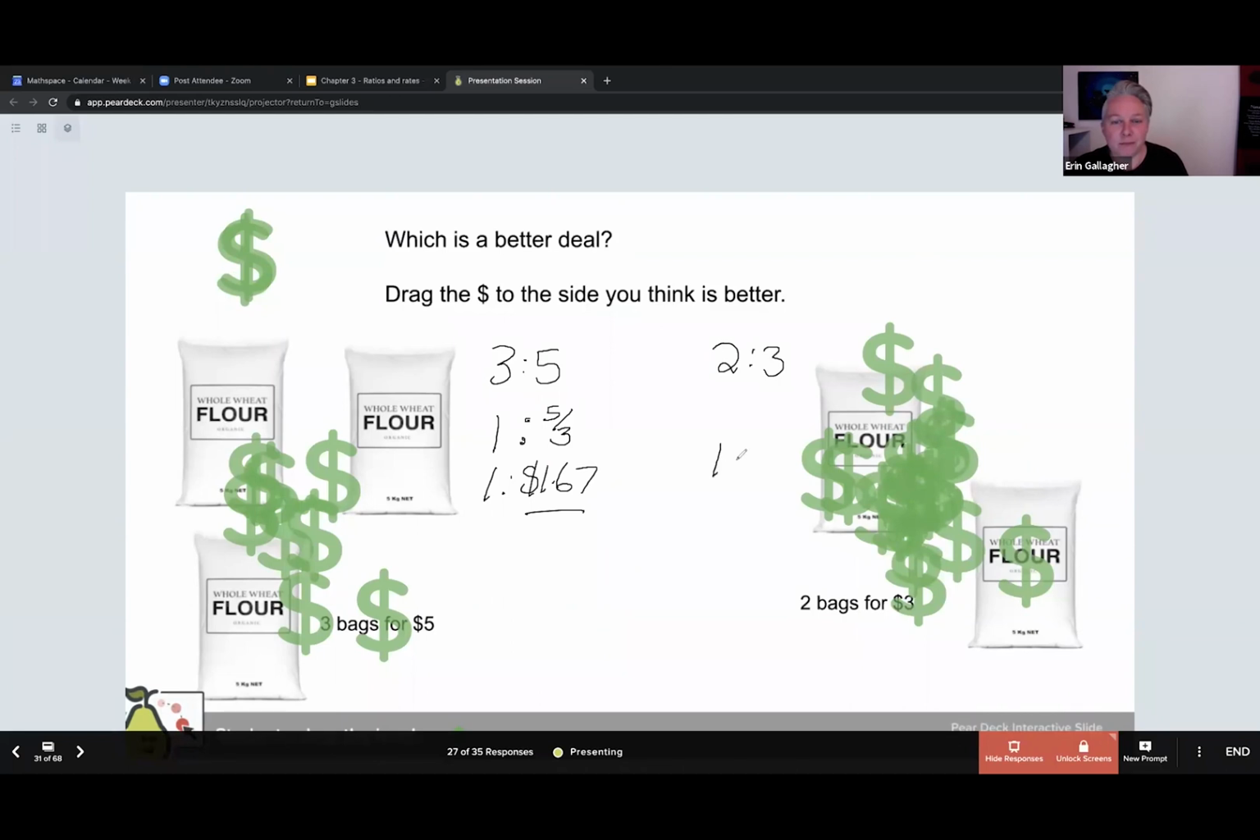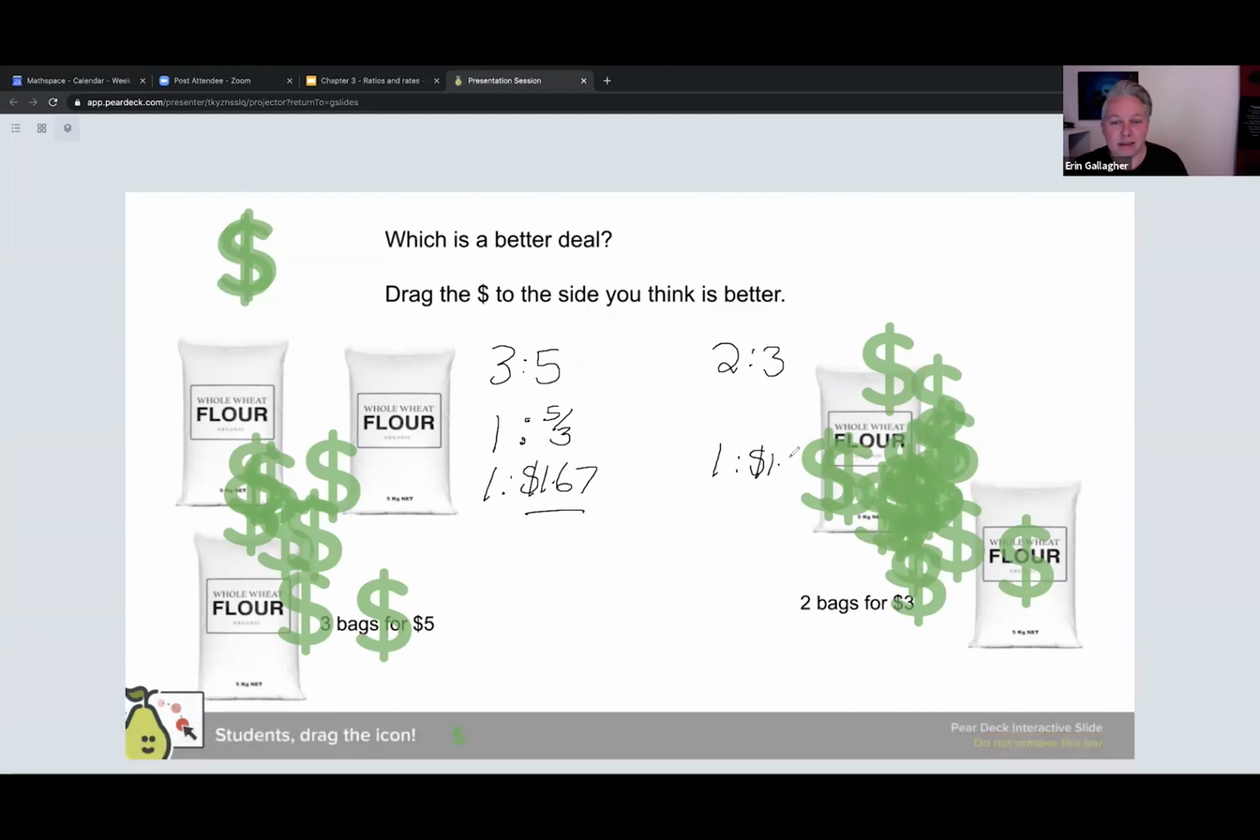Well, how much is that per bag? Well, that's $1.50. So which is the cheaper deal per bag? This one over here, 1 bag for $1.50. Over here was 1 bag for $1.67. That's about half and half the class on either side.